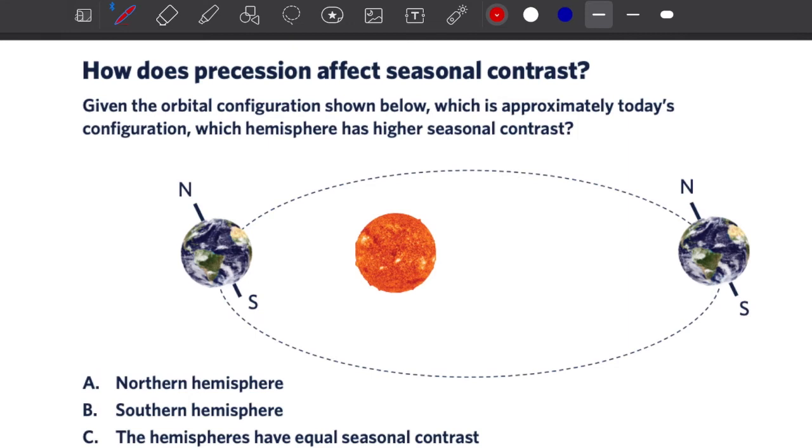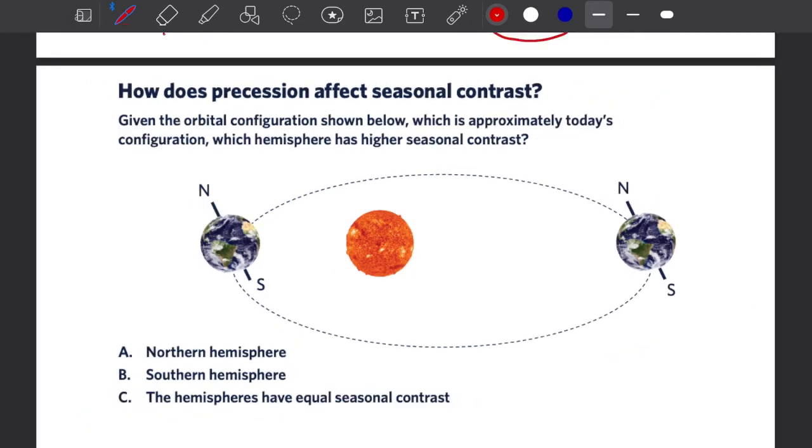Given the orbital configuration shown below, which is approximately today's configuration, which hemisphere has high seasonal contrast? So let's solve this question. Now this is the orbital plane. From the orbital plane it is tilted 23.5 degrees.